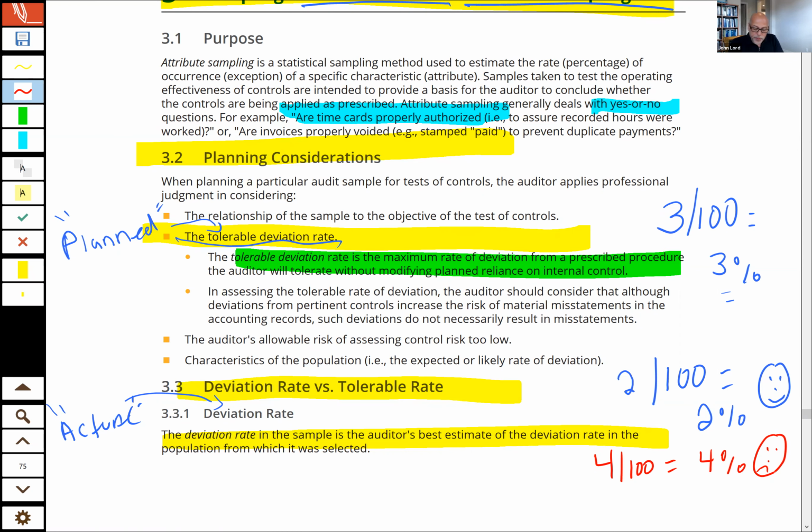Now, if the auditor had a tolerable deviation rate of 6%, then the auditor would be happy in either of these cases. So the happiness or sadness of the auditor in these cases is predicated on how the deviation rate compares to their tolerable rate. Okay. Any questions?